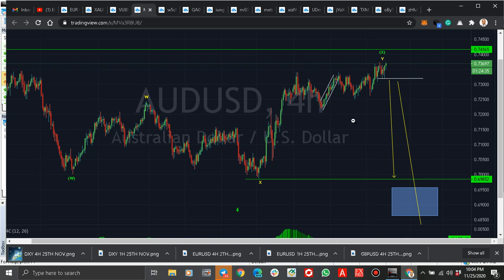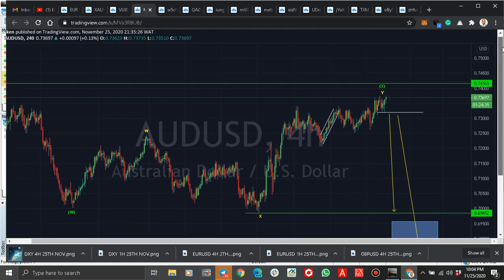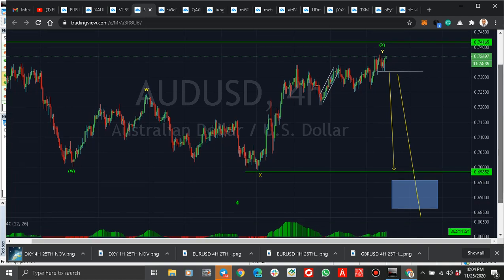I can only sell. If it keeps going up, I'll keep watching it. And if here breaks, I look for a sell setup. If I get a sell setup, I will sell and target here. First target, second target is down here. But I am looking for a sell.